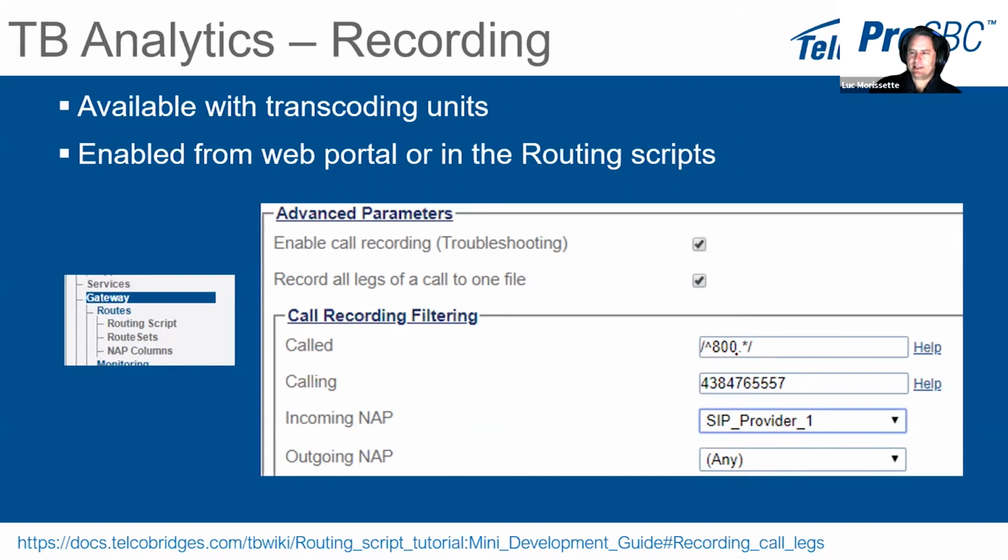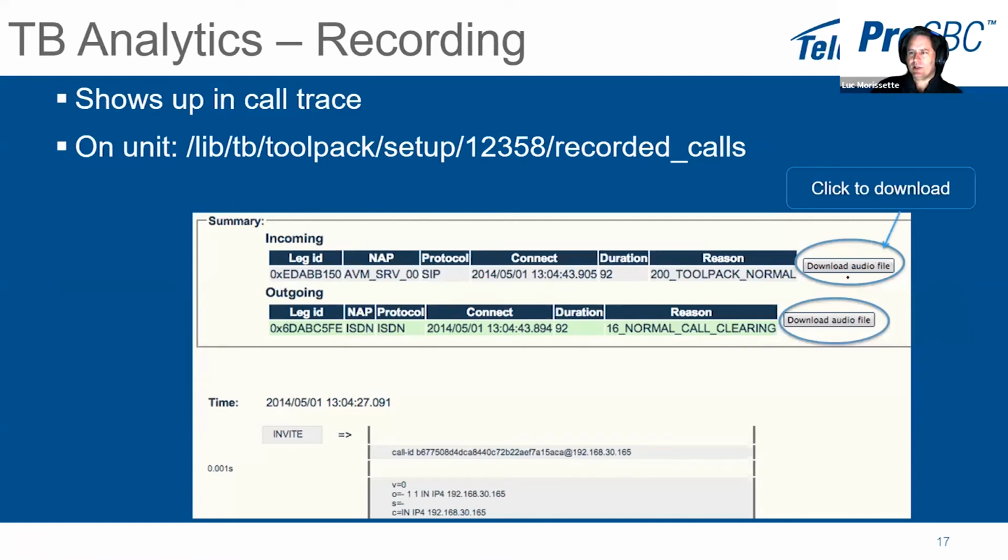In this case, if the call comes from SIP provider 1, it has this calling number and it's trying to call a number that starts with 800, it will be recorded. If it is recorded, then it will be stored in a particular directory, which is shown here. You see the beginning is always the same part, and then you have recorded calls.